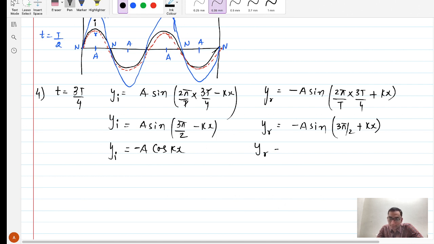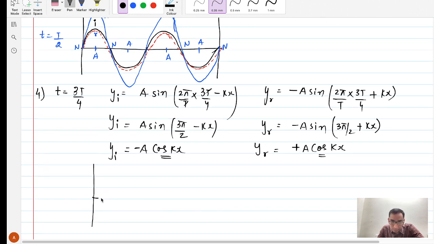Now y_r is equal to minus of A sine 3 pi by 2 plus theta, which falls in the fourth quadrant, and the sine becomes cos, so I should be writing this as cos function, and this minus becomes plus, right, and kx. So what's going to happen? You look at both of them, they are out of phase, destructive interference.